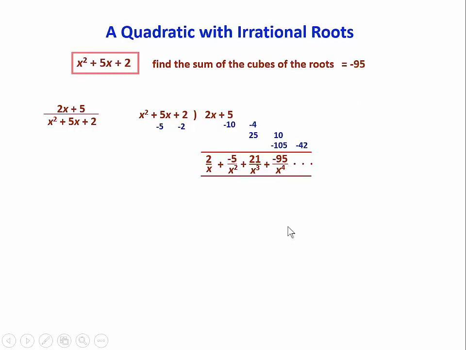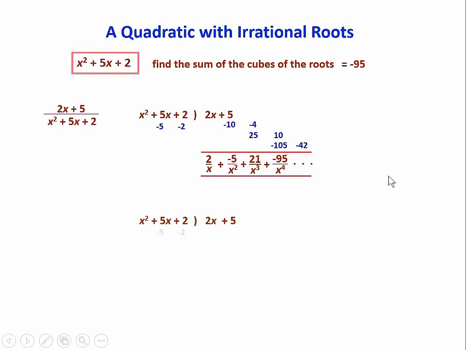Now if you do this by the long way, by actually finding the roots of that quadratic and then finding the sum of the cubes of those, it would take you a long time. This is a much easier and quicker method. And in fact it can be simplified because these little numbers here in blue can be left out. I'll show you how to do that.